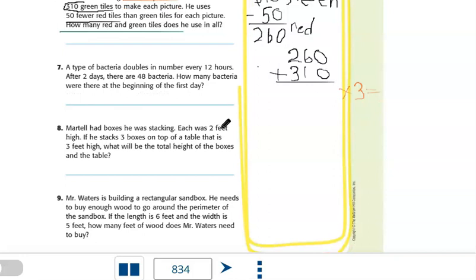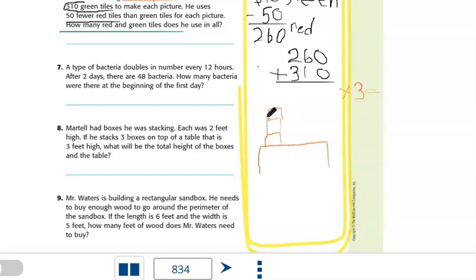Okay, so you may want to draw yourself a picture over here of a table and then some boxes that are on top. It says 3 boxes on top. And then figure out the measurements for each and the table, and that'll get you the total height of the boxes and the table. For us visual learners, we need to do things like that. And that will definitely get you the right answer and the right operation.